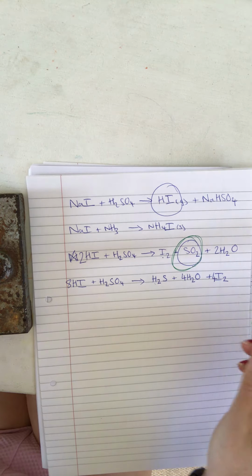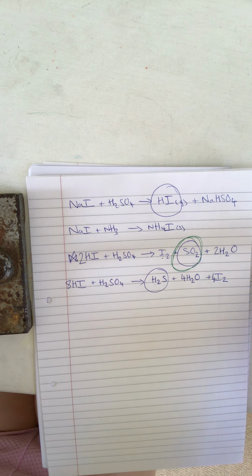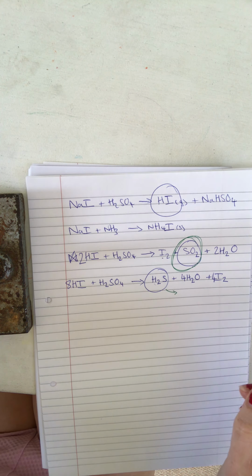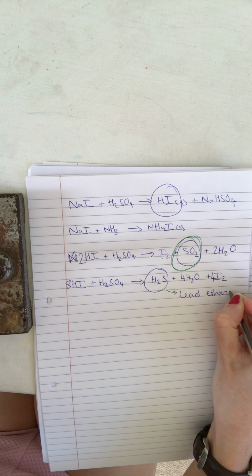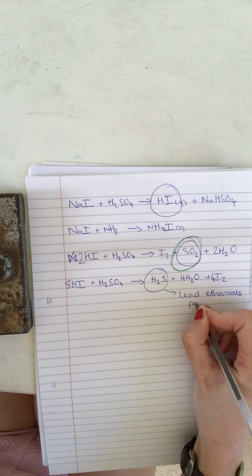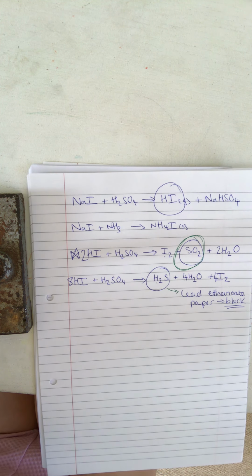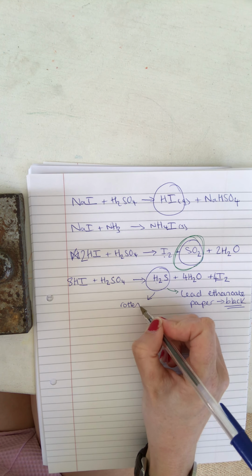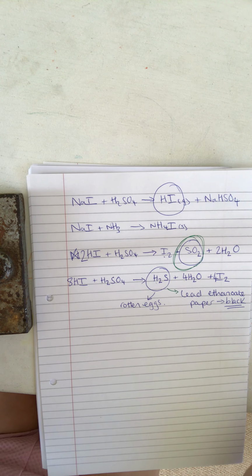Now we will know that we have produced that because it will turn something called lead ethanoate paper black. Lead ethanoate paper will go black. It also smells like rotten eggs. Lovely. Right, let's just do the ionic equations for that.